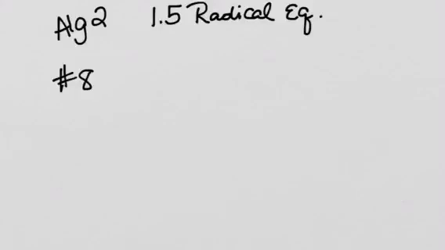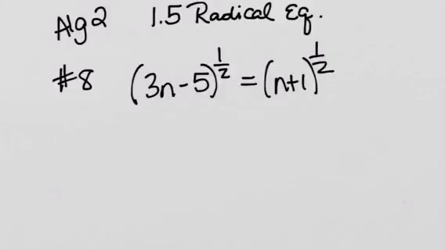Lesson 1.5 is on radical equations, and I'm going to do homework problem number 8 for you. So this is what it looks like. Okay, so I have something in the parentheses on the left-hand side, and it's being raised to a 1/2 power. And I have something in the parentheses on the right-hand side, and it is also being raised to the 1/2 power. That's good because I need these to be similar roots in order to get rid of them.